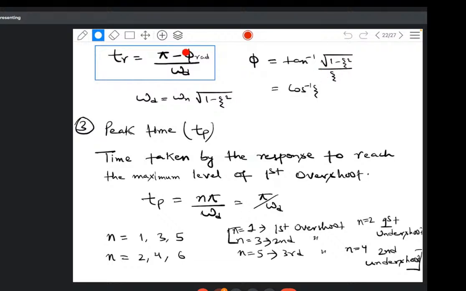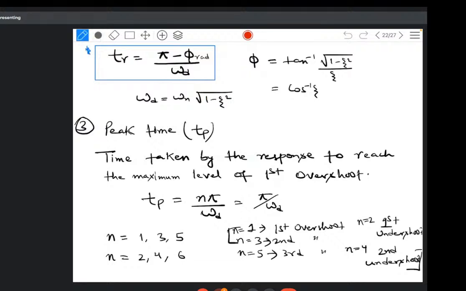But remember, the value of phi needs to be taken in radian, not in degree, because pi is in radian. So here also, if you calculate phi, it should be in radian, divided by omega d, which is the damped frequency of oscillation, which you can calculate by omega n under root 1 minus zeta square. So this is a very important formula.